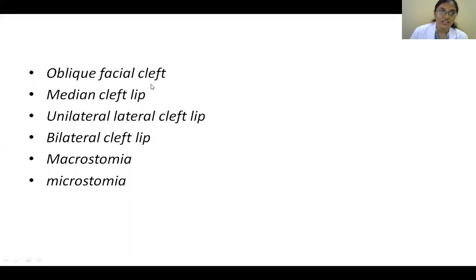So oblique facial cleft will expose your underlying nasolacrimal duct. Then a medial cleft lip, which is rare. Unilateral lateral cleft lips are common. And then you have sometimes both sides, it is bilateral cleft lip.